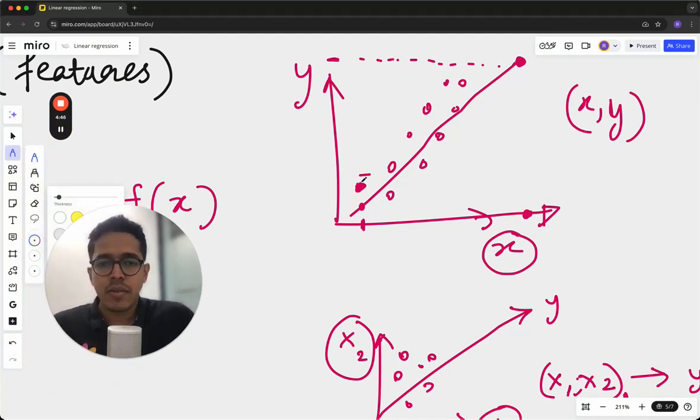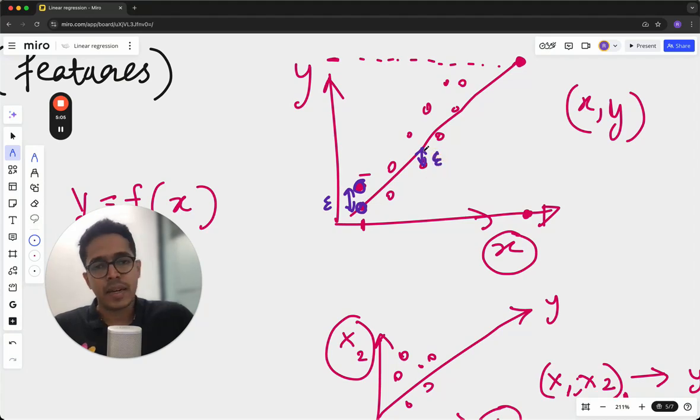The actual value is this, whereas the predicted value is this. And there is a difference between this and that, and that is the epsilon. So sometimes epsilon can be positive. Here, the difference between actual value and predicted value is positive. But sometimes, like this one, epsilon can be negative because the actual value is less than the predicted value.